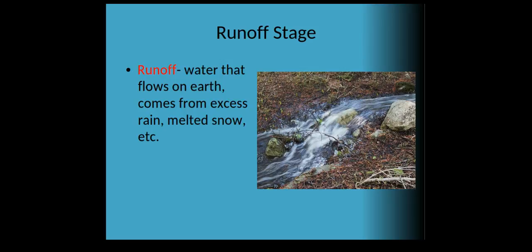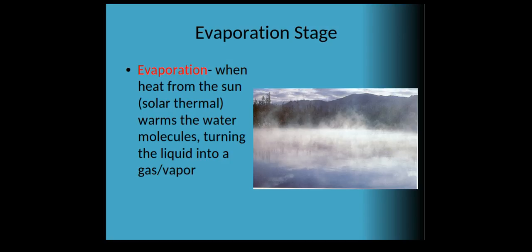Now, in the second stage, this runoff water, such as that in lakes, oceans, puddles, goes through this process. This stage is called the evaporation stage. When this liquid is outdoors, its temperature can often change because of heat from the sun or solar radiation. As the heat from the sun makes this water warmer, the molecules start to move quicker.